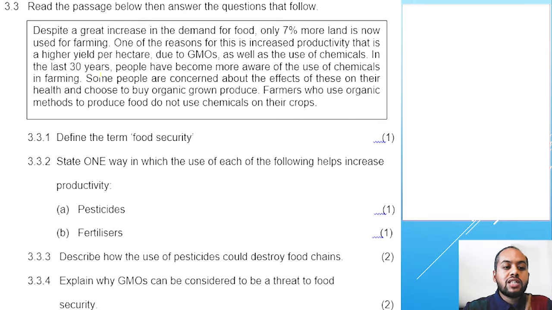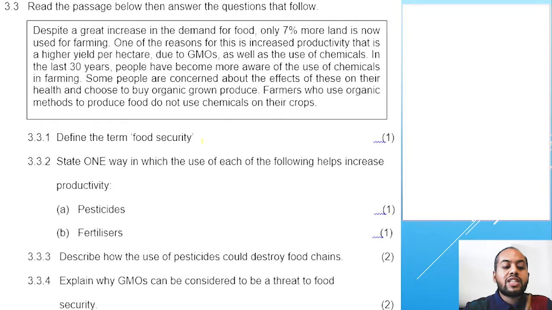In the last 30 years, people have become more aware of the use of chemicals in farming. Some people are concerned about the effects of these on their health and choose to buy organic grown produce. Farmers who use organic methods to produce food do not use chemicals on their crops.